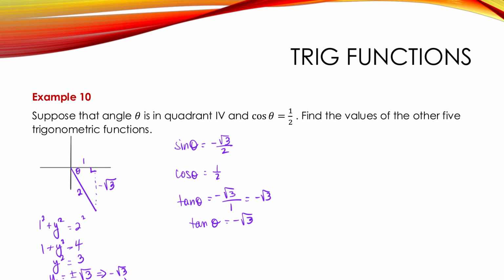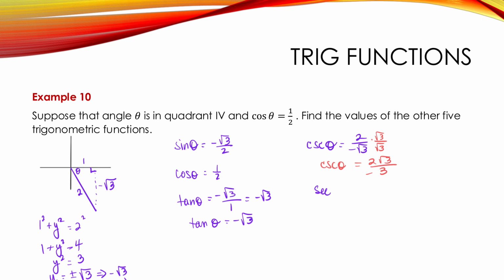So the reciprocal of sine would be cosecant theta, and that would be 2 over negative root 3. And again, we're going to have to rationalize our denominator. So we multiply the top and the bottom of our fraction by root 3. So we end up with cosecant theta being 2 root 3 over negative 3. And again, you can put the negative in front of the 2 or in front of the 3 that's in the denominator, or you can put it in front of the fraction.